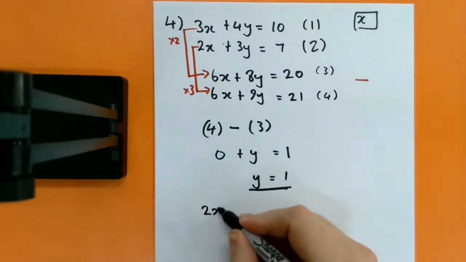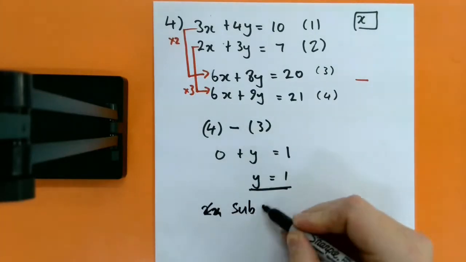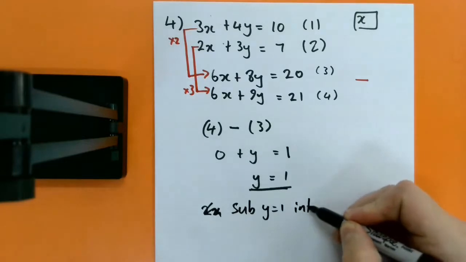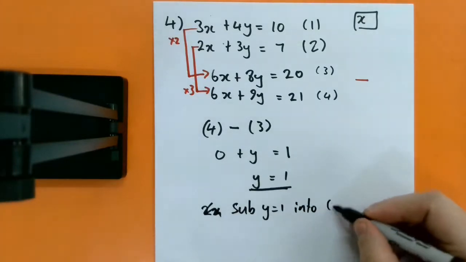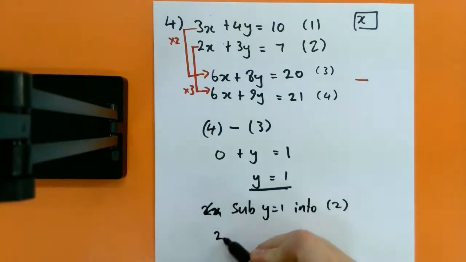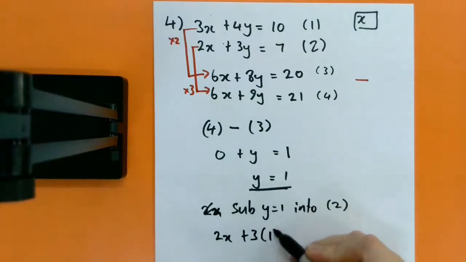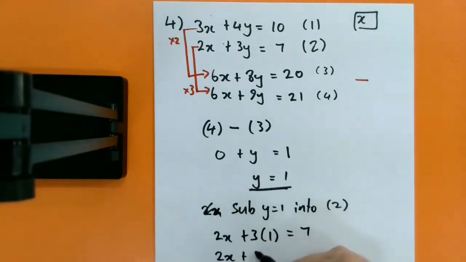So we have 2x, and I should write what I'm doing first. So sub y equals 1 into equation 2. So substitute y into equation 2. We have 2x plus 3. Wherever we see a y, we're now replacing it with a 1, is equal to 7. 2x plus 3 times 1 is 3, is equal to 7. And now it's just a basic straight equation.